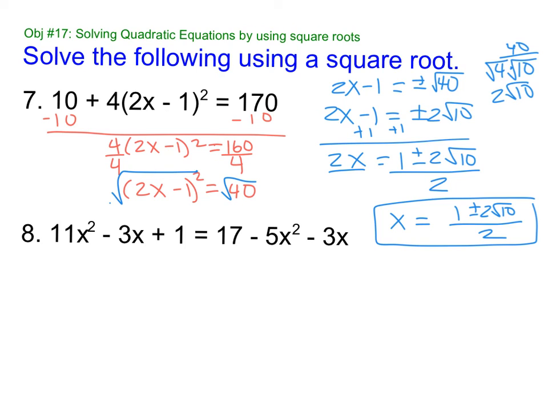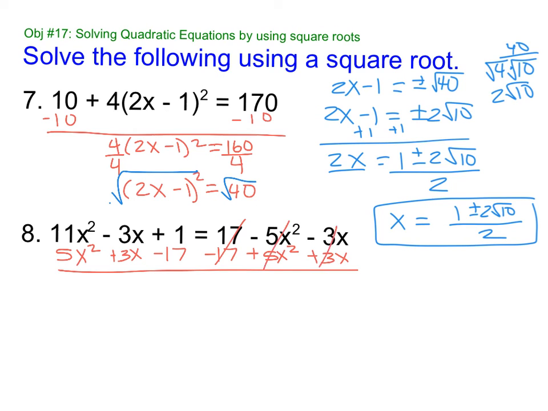Okay, what do we do here? All right, so a lot of times we like to get 0. We need to move everything together. So I'm going to subtract 17. I'm going to add 5x squared. And I'm going to add 3x. So on this right side, everything cancels, and we're just left with 0. On the left side, my 3x is canceled, negative 3x plus 3x. But here I get 16x squared minus 16 equals 0.